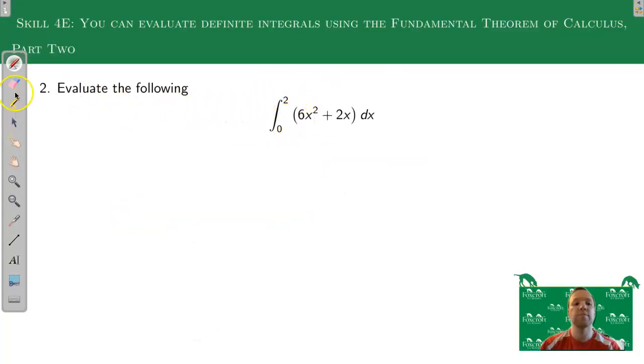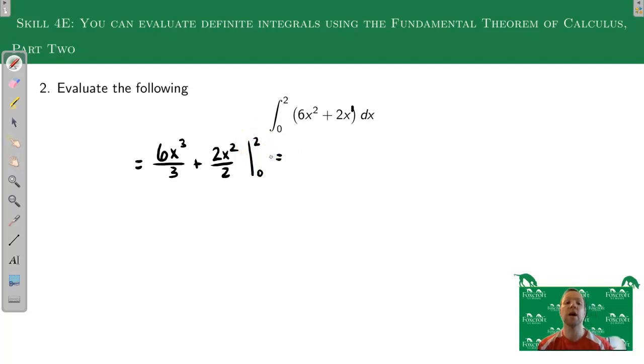All right, another one. Again, same idea. We're using the fundamental theorem of calculus part 2. So the first thing I'm going to do is take the antiderivative of this. So I'm going to start off with 6x. I'm going to add 1 to the exponent. So it's going to be 6x cubed over 3 plus 2x to the first. It's going to be 2x squared over 2. And evaluate it from 0 to 2. Again, before I evaluate, I want to simplify. So 6 divided by 3 is 2. The 2's cancel out.